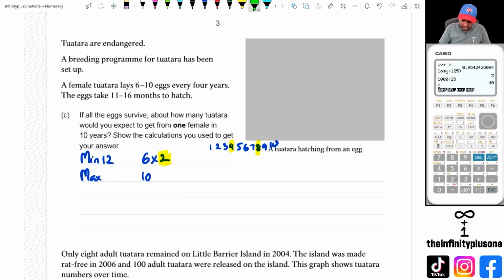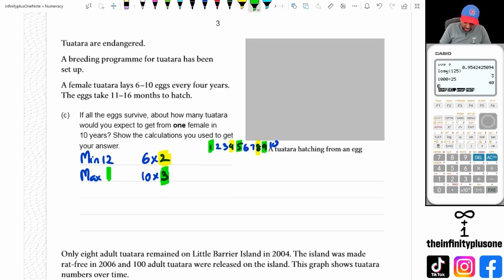But if she laid her eggs in the first year, so that'll become 1, then 5 is the next 4th year, and 9. So over a 10-year period, she could lay eggs twice or 3 times. And because we're looking at the minimum and maximum, for the maximum, we can say it will be 10 times 3.